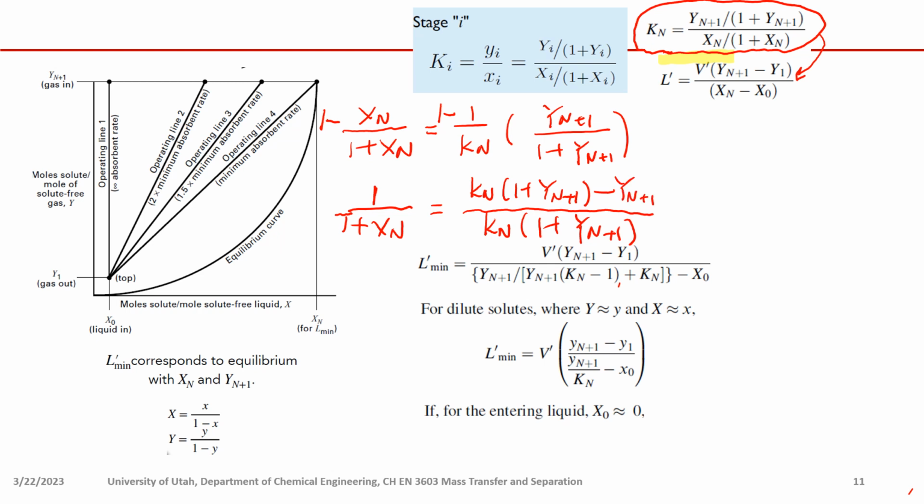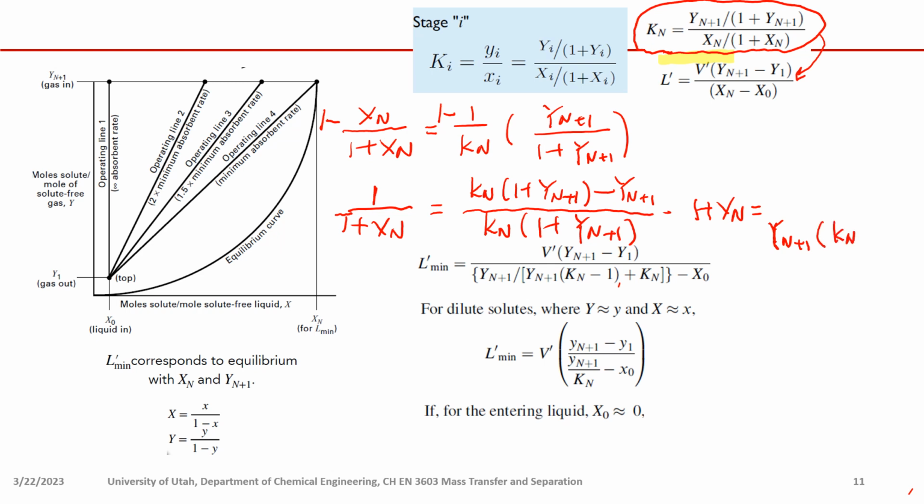Then we take the inverse of this whole equation on both the left side and the right hand side, right? You get 1 plus xn equals Kn. Now we can rearrange this term a little bit, right? So let's do this. We just organize all the yn terms together. We have yn plus 1.